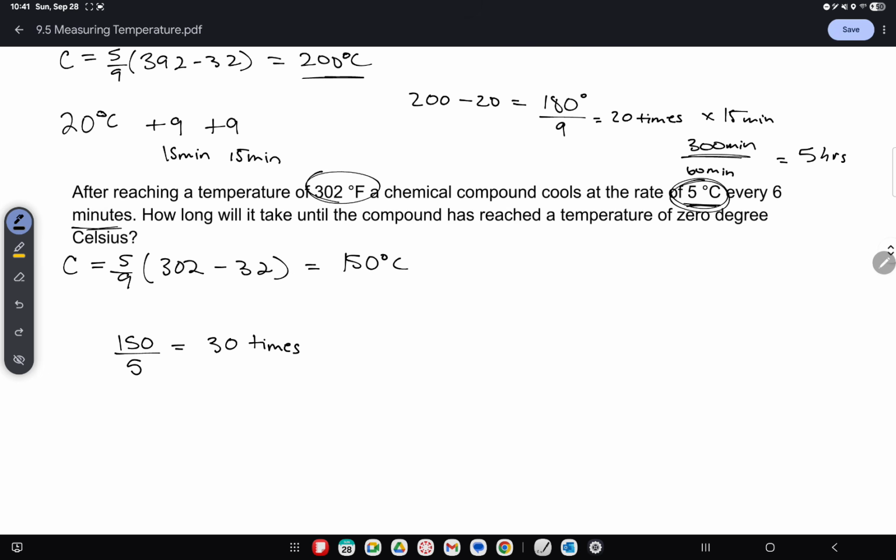And to find out how long it's going to take, well, that happens every 6 minutes. So multiply that by 6 minutes. So 30 times 6 is 180 minutes. And if you wanted to divide it by 60 minutes to talk about hours, that would be 3 hours.